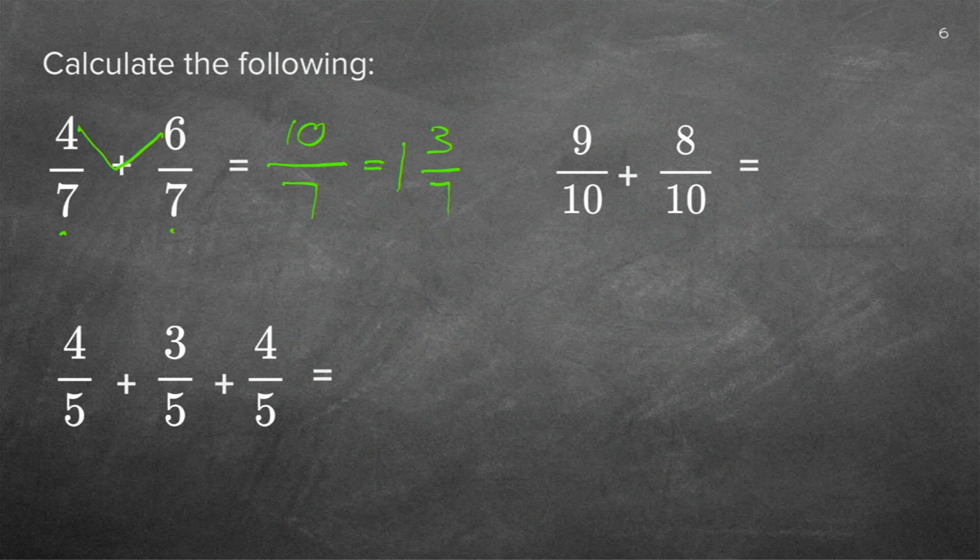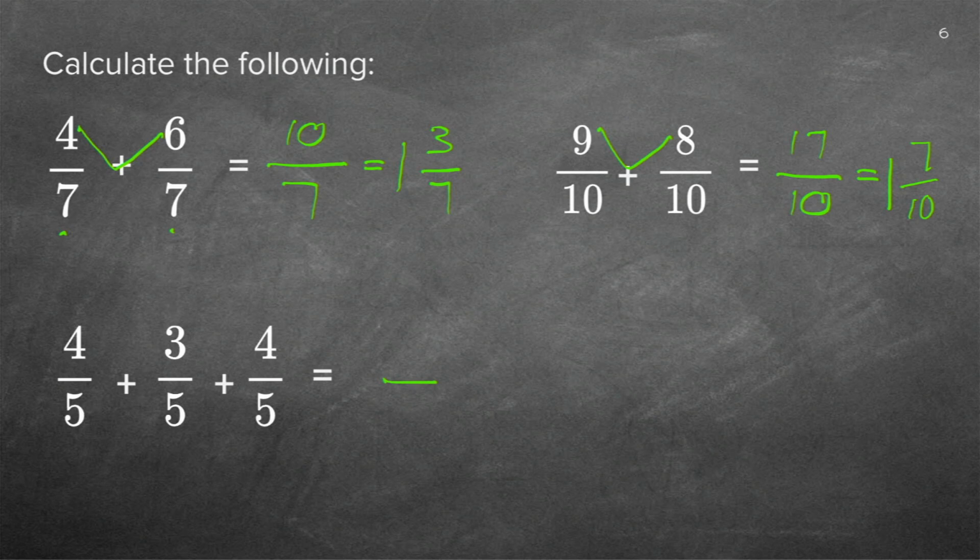I hope you're enjoying this lesson. 10 is my denominator. 9 plus 8 equals 17. How many times can I take 10 from 17? Once. And then 7 tenths will be left.